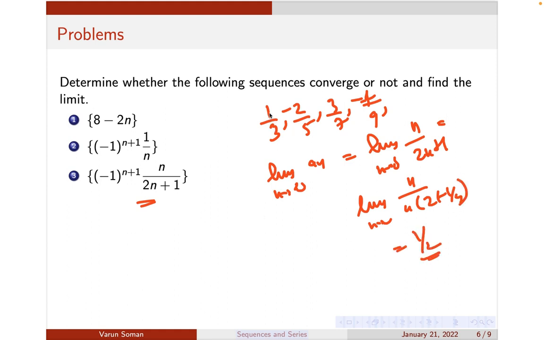But the problem here is that the odd terms would be going to positive 1 by 2, while the even terms would be going to minus 1 by 2, because even terms contain a negative factor. So that means this sequence is oscillating. Therefore it is not convergent. You can say that the odd terms converge to 1 by 2, the even terms converge to minus 1 by 2. Therefore the limit of the sequence does not exist.